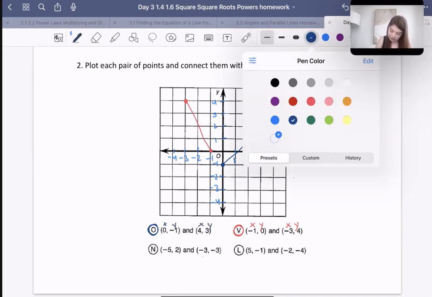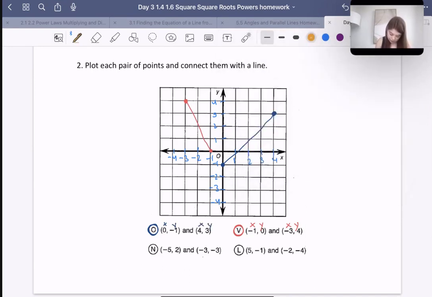All right. So now let's do n in orange. -5, 2. So that means we're going 5 to the left, and then we're going to go 2 up. So that would be here. And then we have -3, -3. So we're going 3 to the left and 3 down, which would be here. And then we'll connect those dots. So there we go.